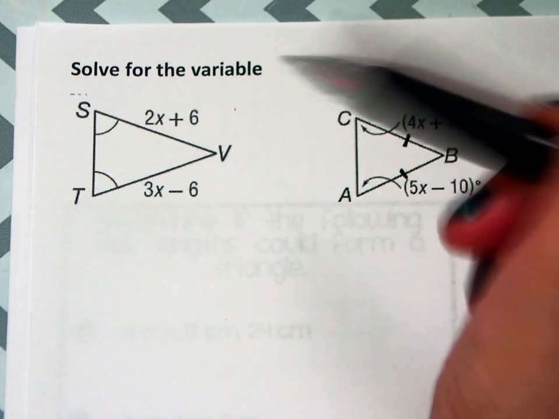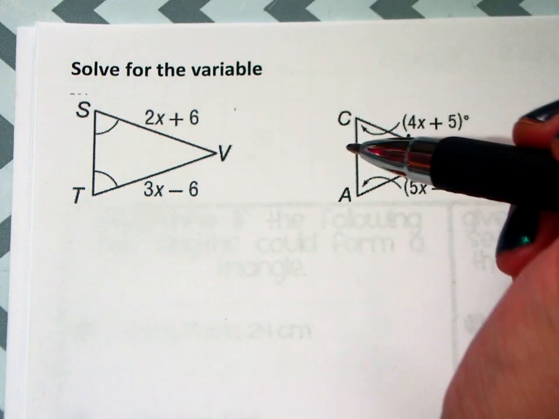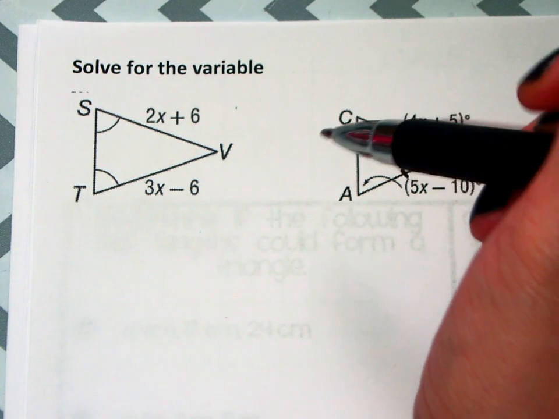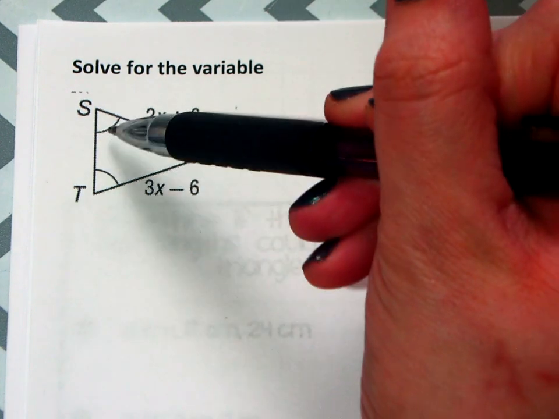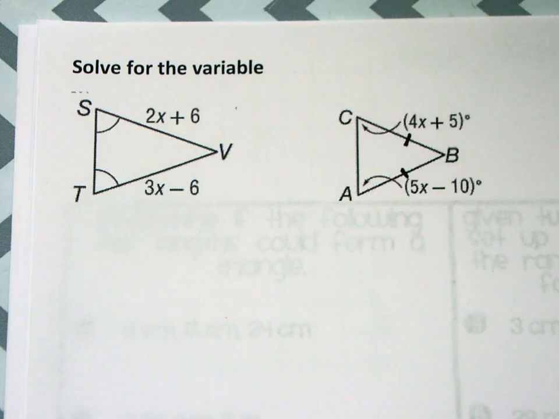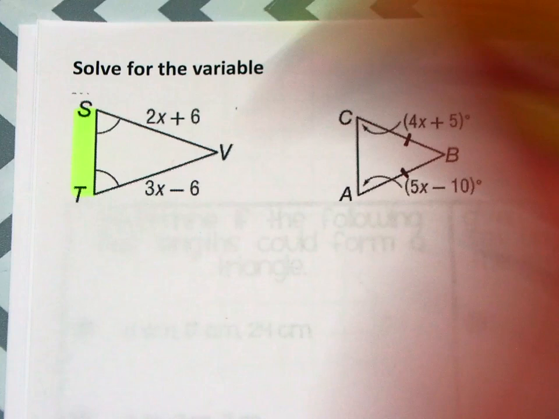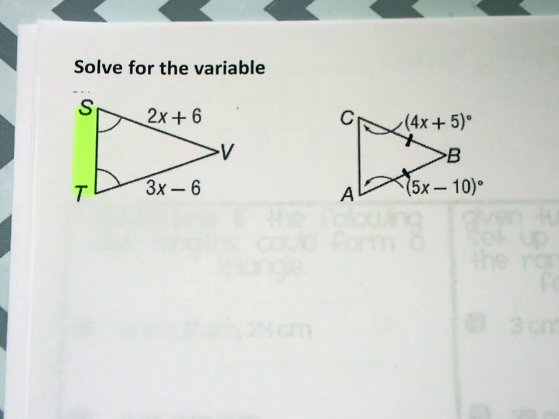This first question wants us to solve for the variable. The first thing you have to do is look at the picture. Looking at our picture, we should notice that we have two congruent angles. Angle S and angle T would be considered base angles because they are congruent, which means that ST is the base. One thing that I really want to make sure that you always do is highlight the base.